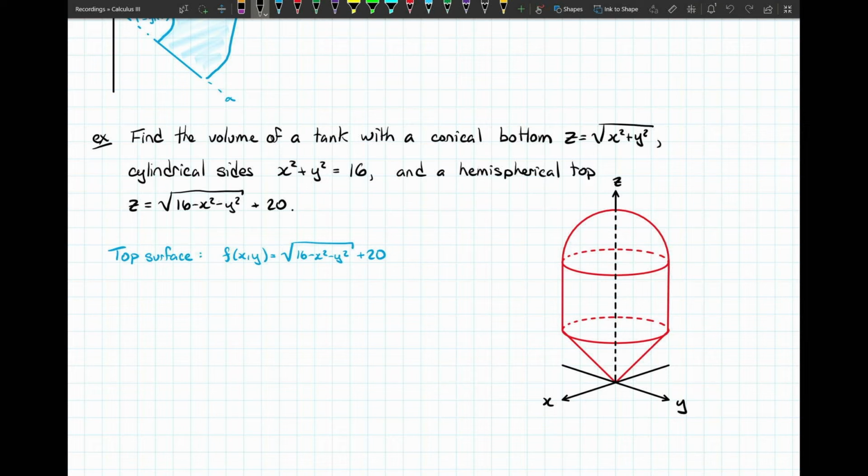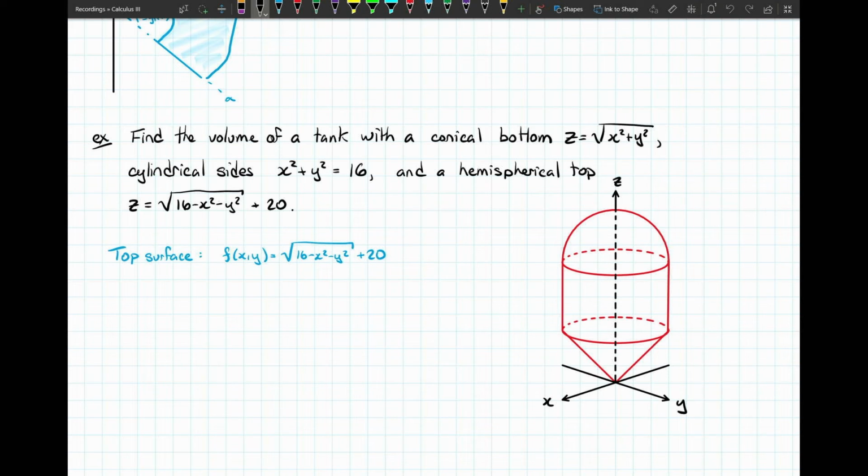That's maybe our function f of x comma y, and that is the root of 16 minus x squared minus y squared, all plus 20. We need to convert that into polar coordinates, and what we can do is maybe a little bit of a shortcut here. Rather than replacing x with r cosine theta and y with r sine theta, we can actually see that this is nothing more than x squared plus y squared all being subtracted from 16.